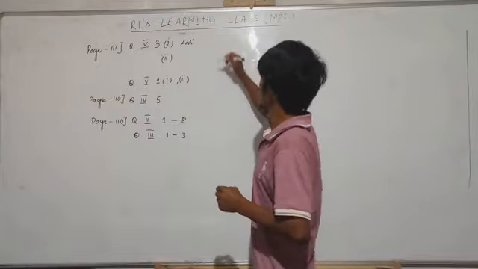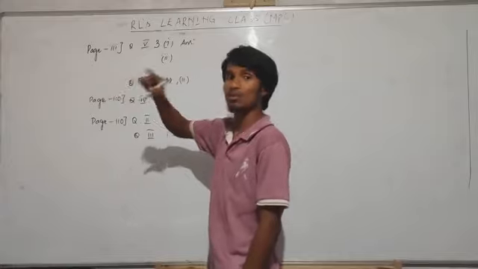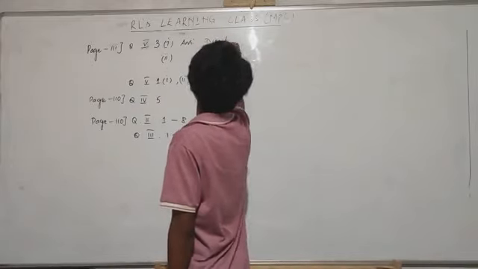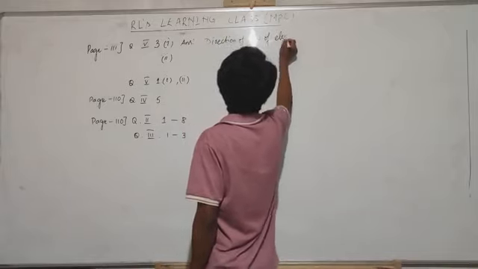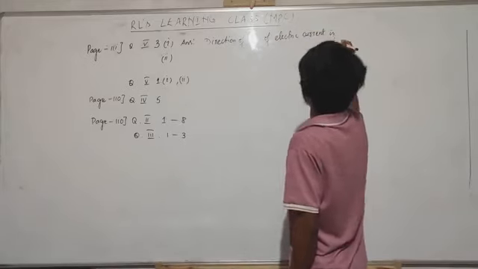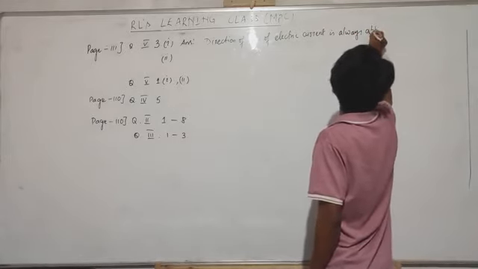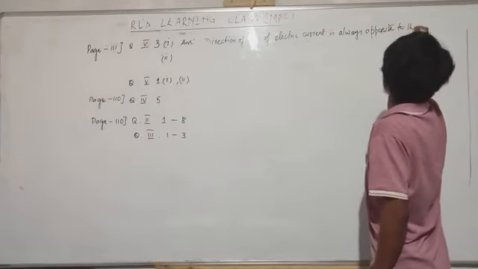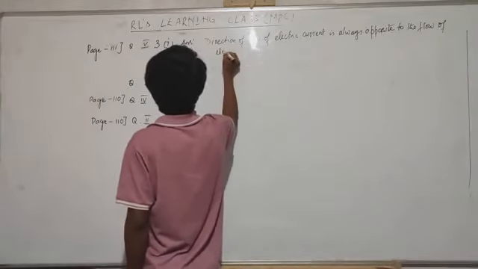But here the relation is, the direction of flow of electric current is always opposite to the direction of flow of electrons.